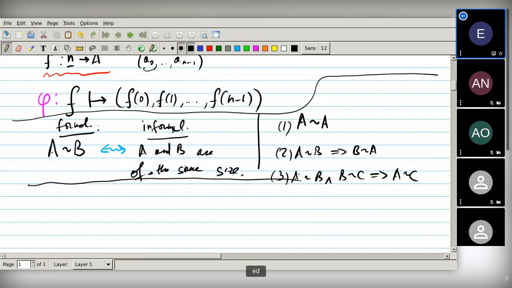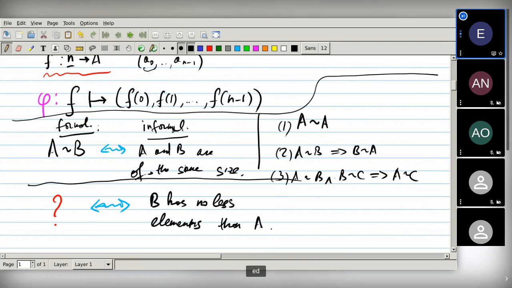But okay, set equivalence means that they are of the same size. But what if we want to say that one set is greater in size than the other one? What is the formal analog of the following idea? Say B has no less, greater or equal, that is, no less elements. B has no less elements than A.